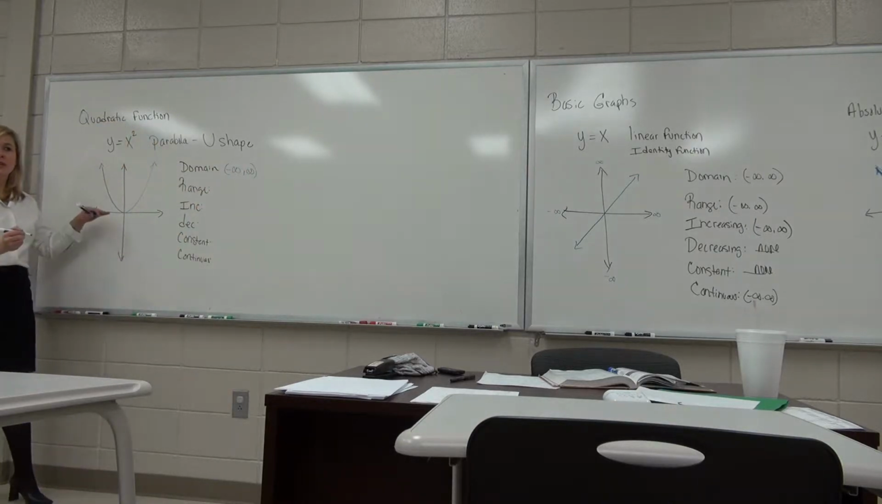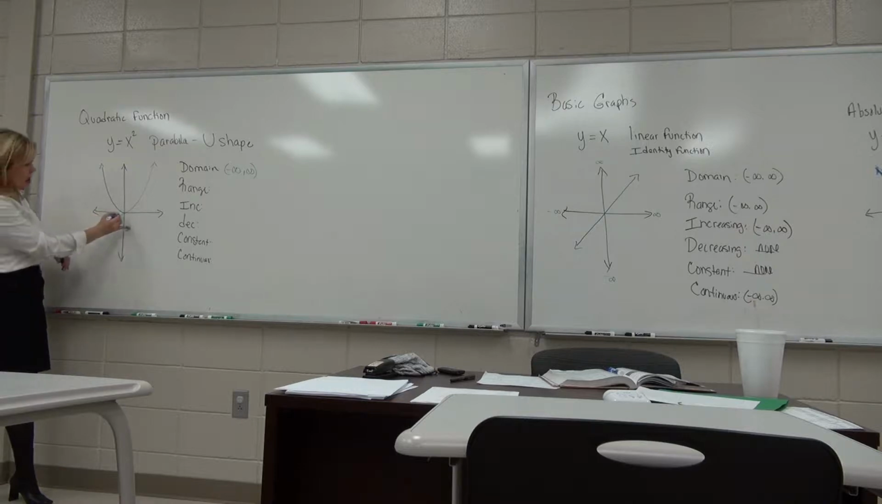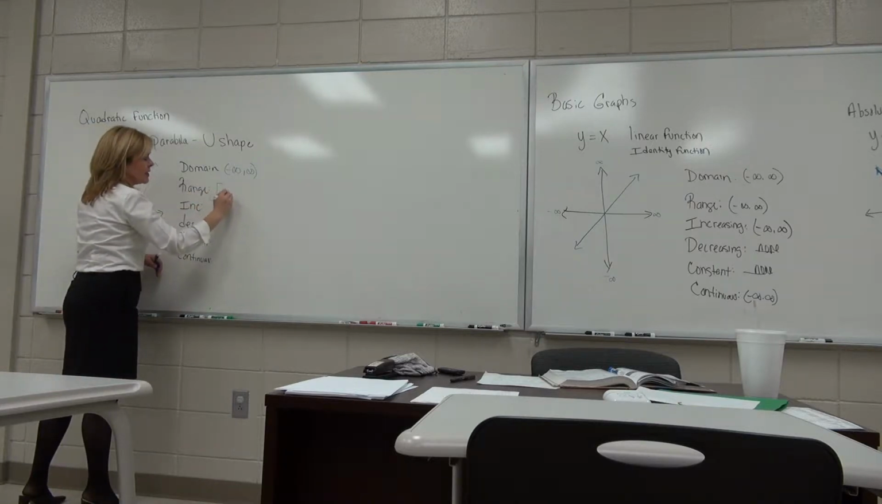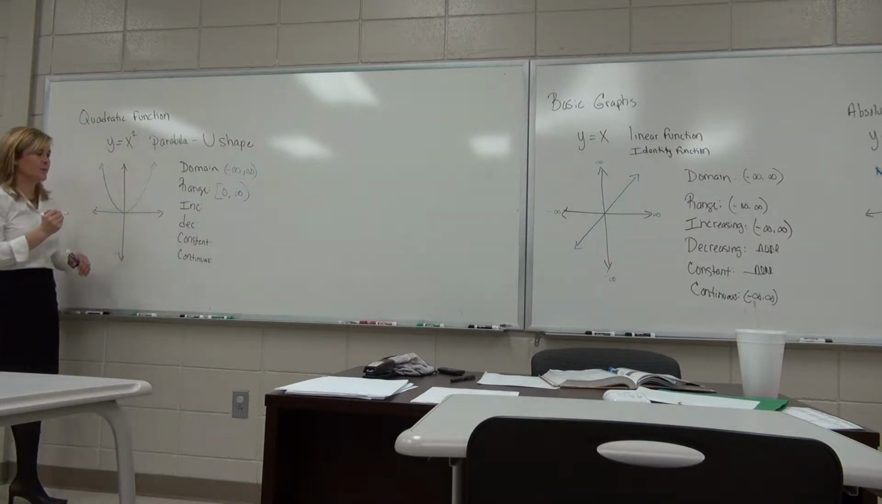Range is what our graph is doing, bottom to top. So my graph starts right here. What's the y value at this point? 0. And it goes all the way up to infinity. So my range is from 0 to infinity.